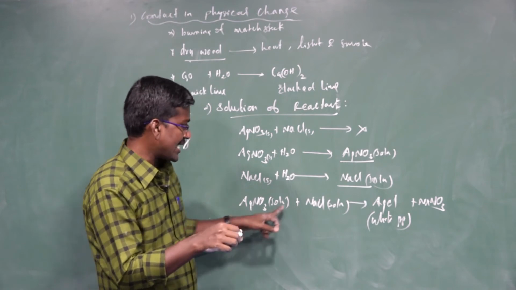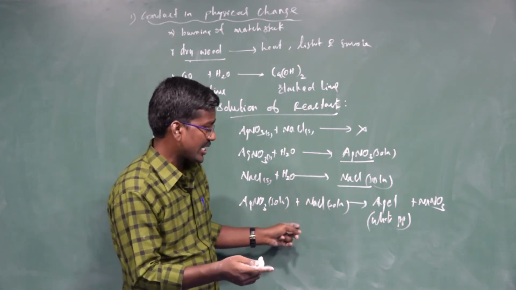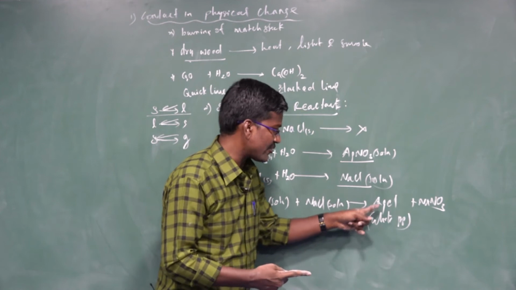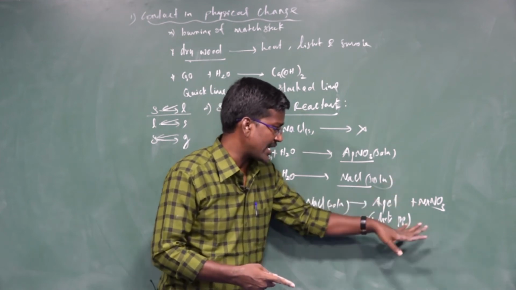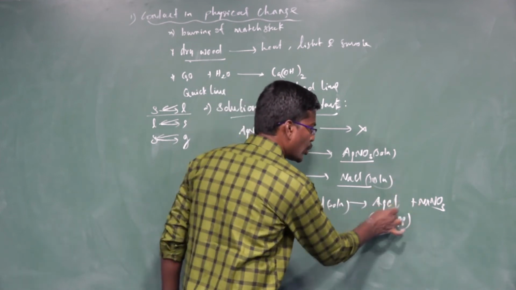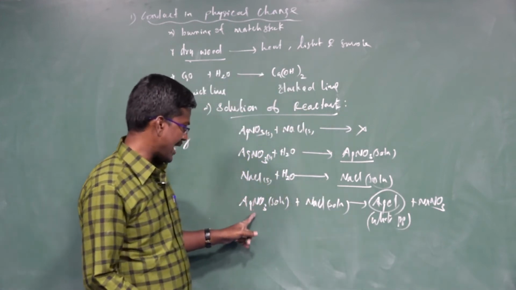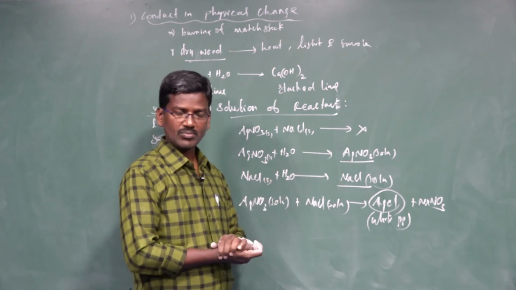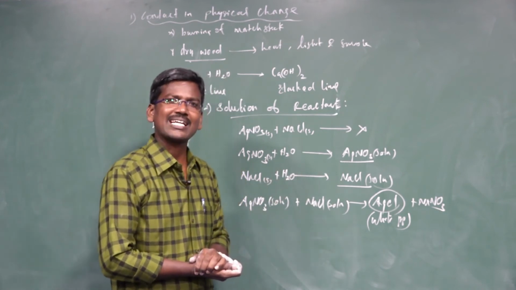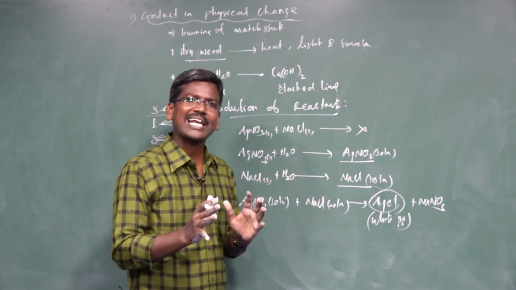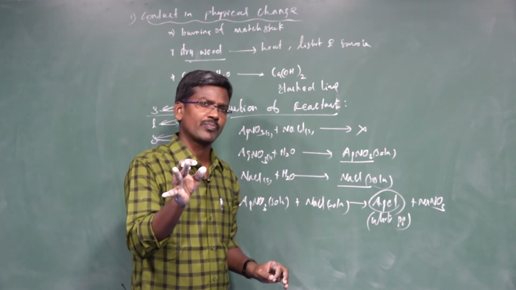Solution forms of silver nitrate and sodium chloride react with each other to produce new substances, silver chloride and sodium nitrate. So the new substance, silver chloride, can be obtained from silver nitrate solution and sodium chloride solution. From this reaction, we can conclude that most chemical reactions take place in the form of solution.